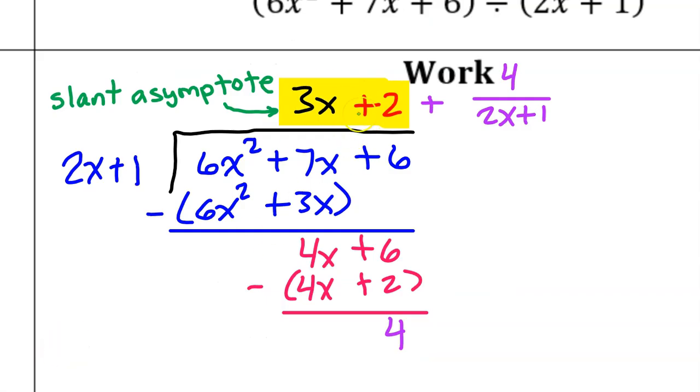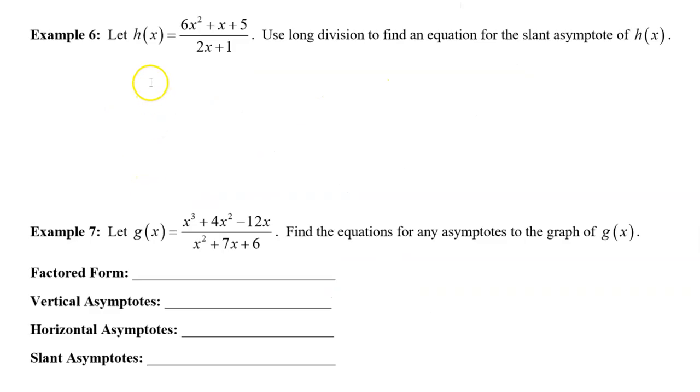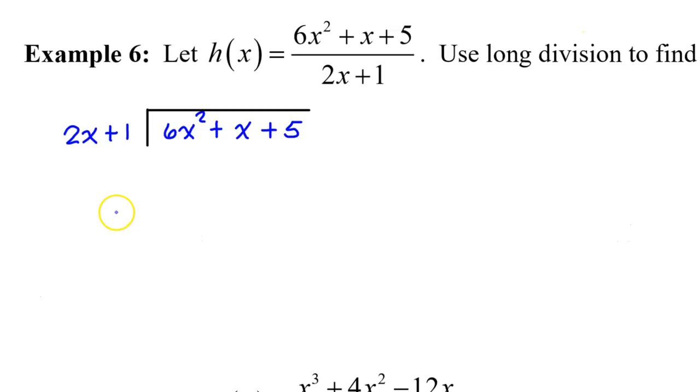The quotient, this part right here, turns out to be the slant asymptote. Example 6. Let h of x equal this. Use long division to find an equation for the slant asymptote of h of x. Put your numerator on the inside and the denominator on the outside. Start by dividing the leading term of the dividend by the leading term of the divisor.